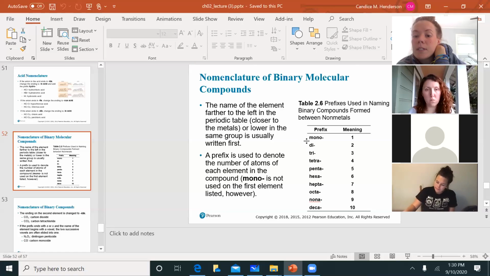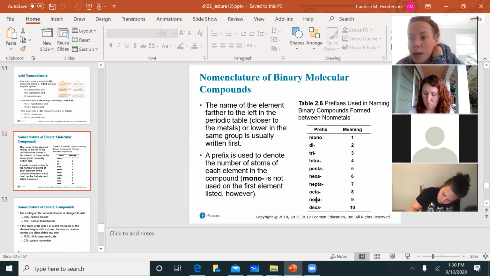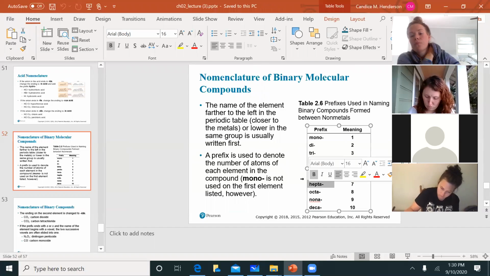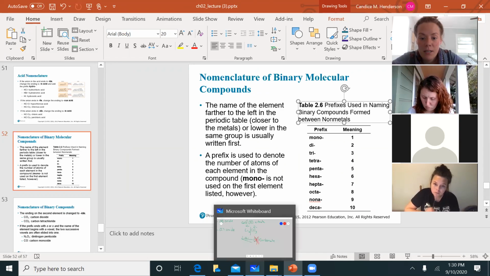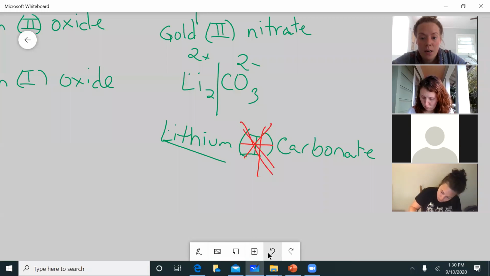So here are all the prefixes: mono, di, tri, tetra, penta, hexa, hepta, octa, nona, and deca. Some of those should sound familiar, right? Di, two, tri, tricycle, tetra, tetrahedral, penta, pentagram, five, hexa, right? Hexagonal. So those are all of our prefixes. So we will sort of just smush those in front of it. So I'm going to give us some examples here.